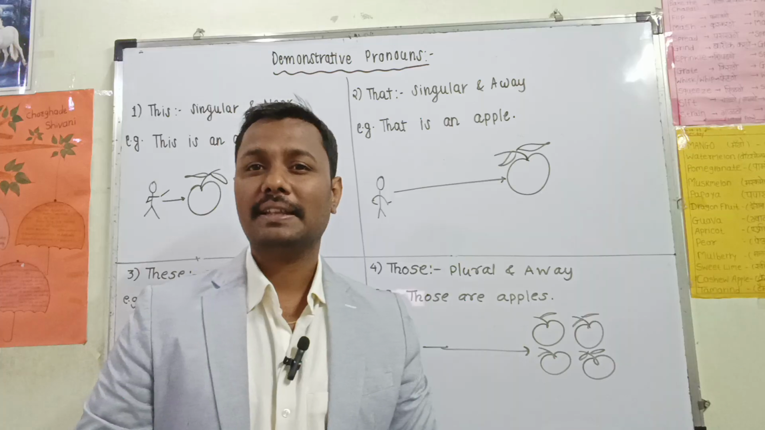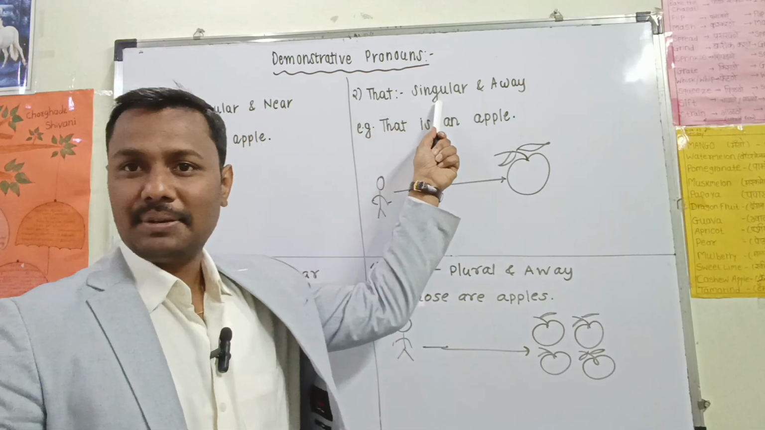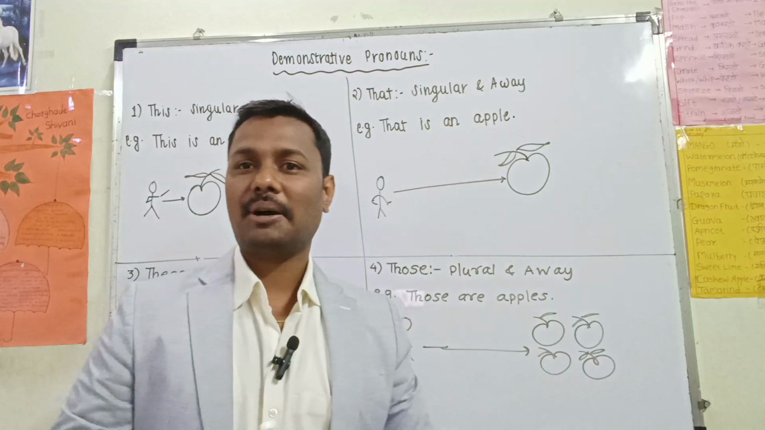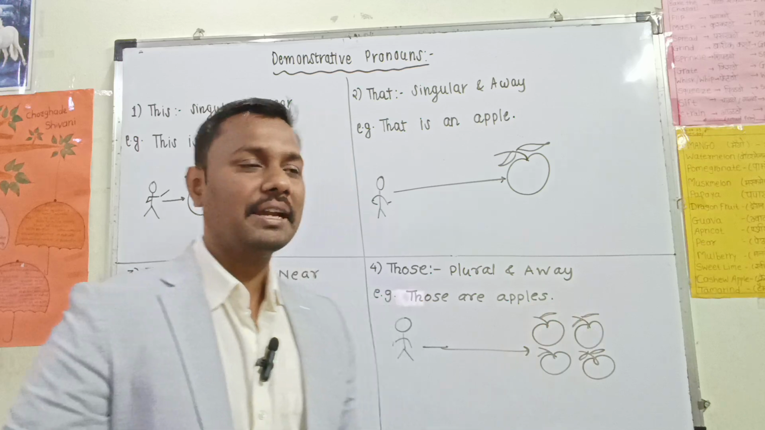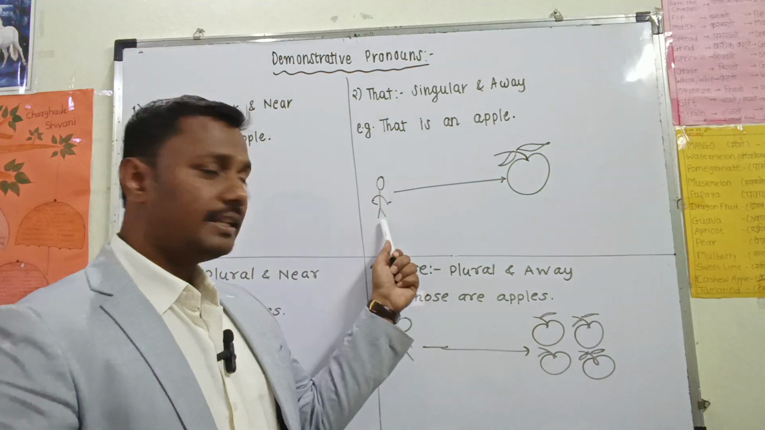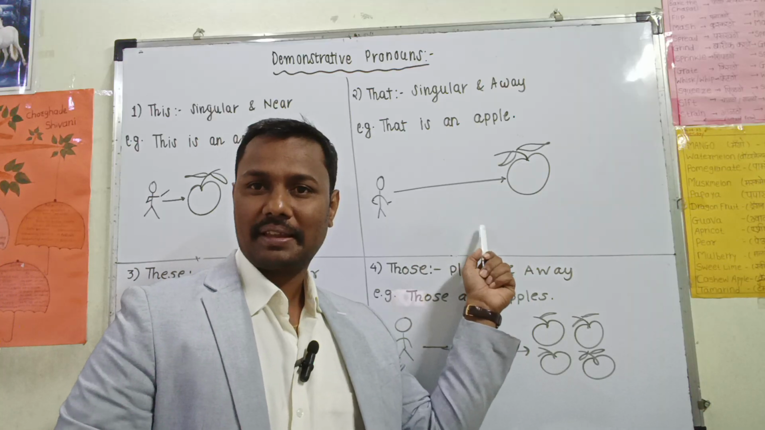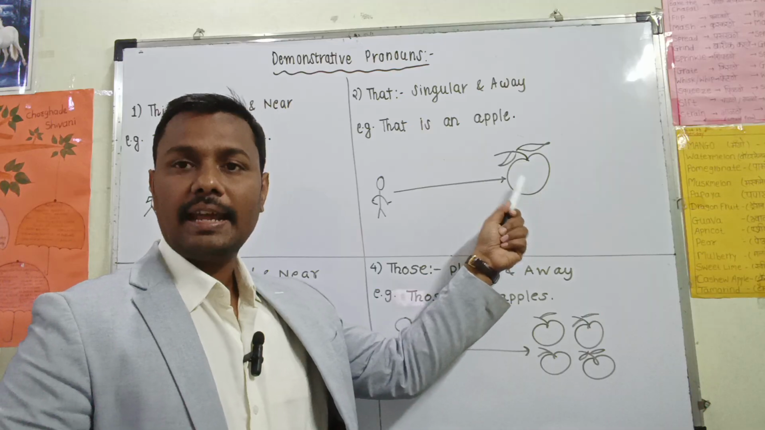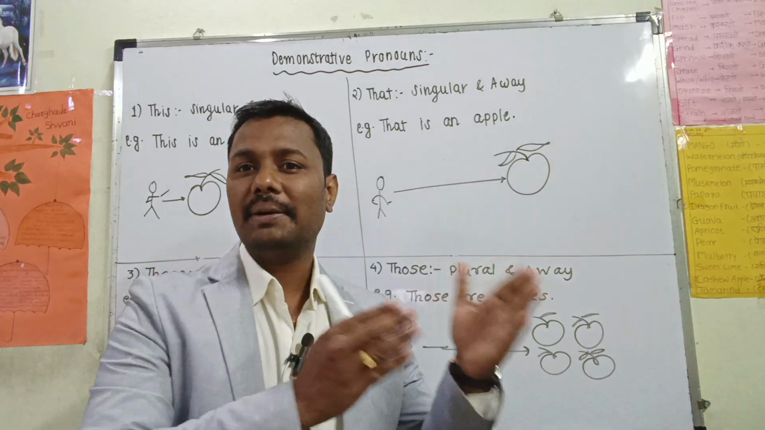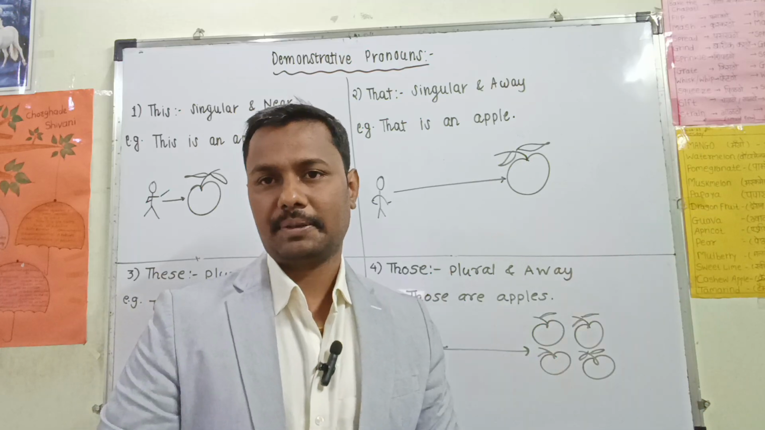We can call it that. One, which is singular, and away from the speaker or the person. Away. Now look at this. Here is a person and here is an apple. So there is some distance. Yes. So we can say that is an apple. One and away. That is an apple. One and away from the speaker.